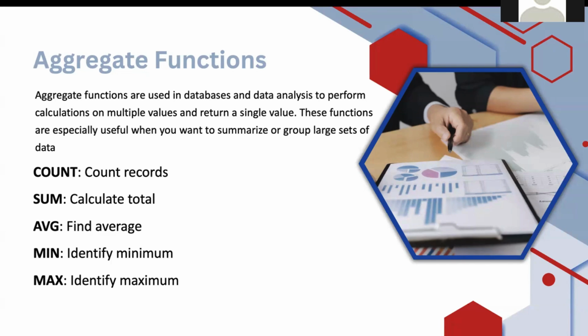The first one is count, which helps us to count the records. Then there is the sum aggregate function, which is used to calculate the total on the basis of some conditions. Then average, to find the average. The minimum function is used to find the minimum value in the table. Then maximum, to identify the maximum value in the data. So let's start practically using the aggregate functions.